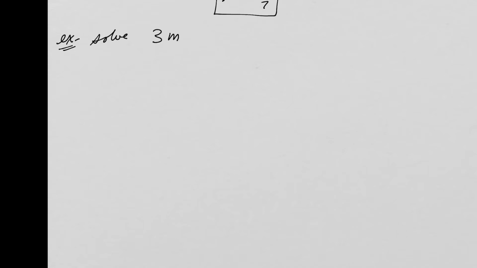Let's say I have 3m cubed minus 36m squared plus 96m equals 0. Now this looks like a cubic equation, right? It doesn't even look like a quadratic equation. But remember, when we're solving this, we always want to see if there's something common, the greatest common factor, that we can take out of every term.